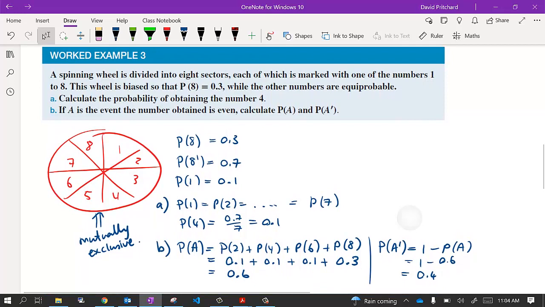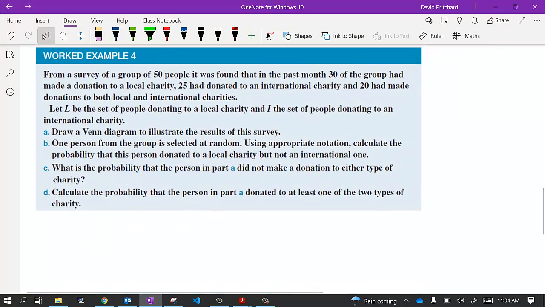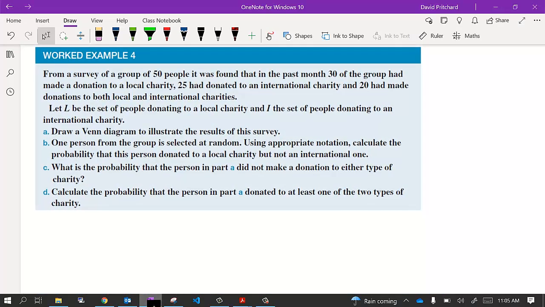It was just using our standard probabilities, but we built in some complements, and we built in a little bit of problem solving and thinking our way through the problem. All right, so second example, lots of words. We've got a survey of a group of 50 people, found that in the past month 30 had made a donation. So 30 donate to a local charity, 25 donate to an international charity, and 20 had made donations to both local and international.